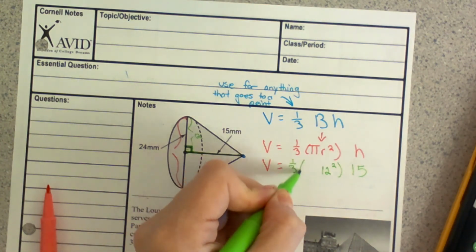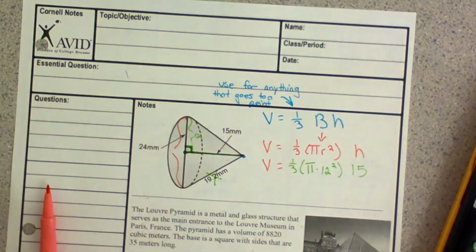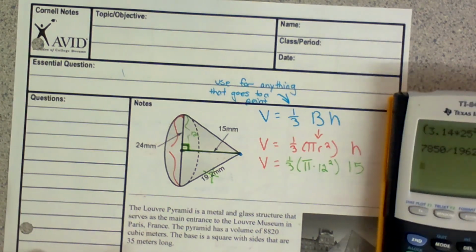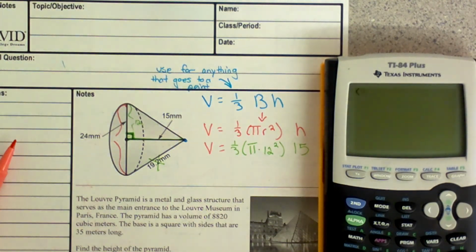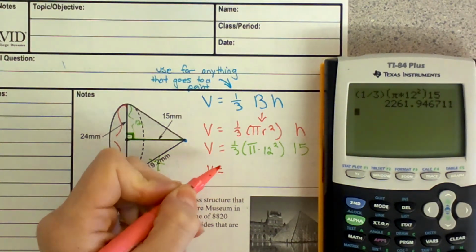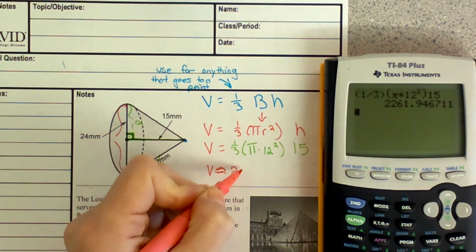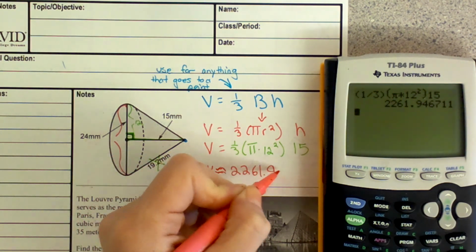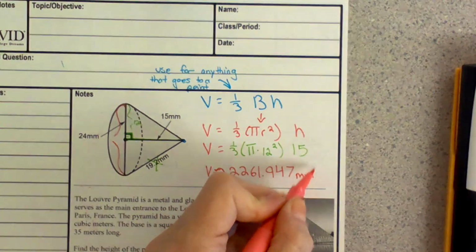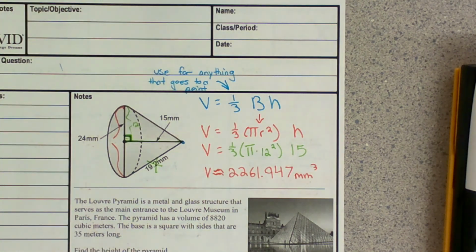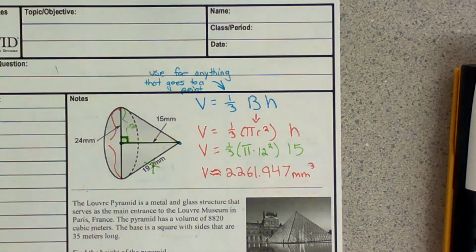We have 1/3 pi times 12 squared times 15. So this whole thing gets typed in there. You can type it in all at once or you can type it in separately. Does not matter. So we get our volume is about 2,261.95, round on that one, 7. And this is millimeters cubed. Okay, anything that goes to a point, we're going to put a 1/3 in front of it.